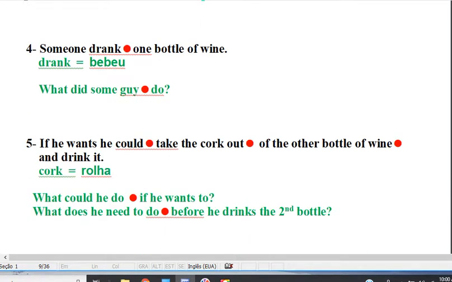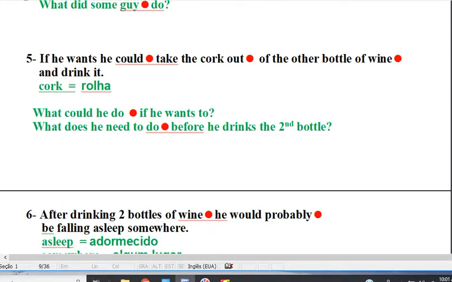Line 4. Someone drank one bottle of wine. One bottle of wine. Someone drank one bottle of wine. Question. What did some guy do? What did some guy do? Someone drank one bottle of wine.